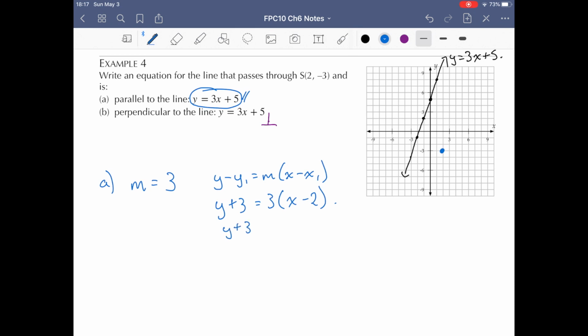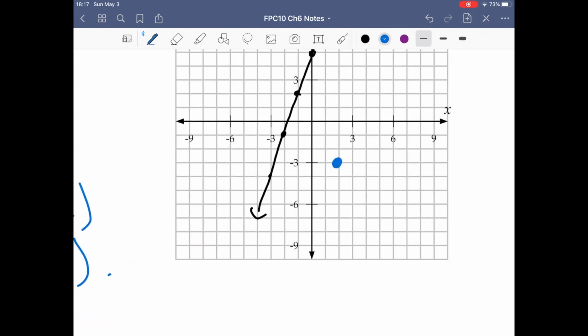Now we're going to simplify this. Y plus 3 is equal to 3x minus 6. Y is equal to 3x minus 9, right there. This is the equation for this blue line, and let's draw it on. The blue line would go like this, parallel, same slope. And right there we can see its y-intercept's at minus 9.